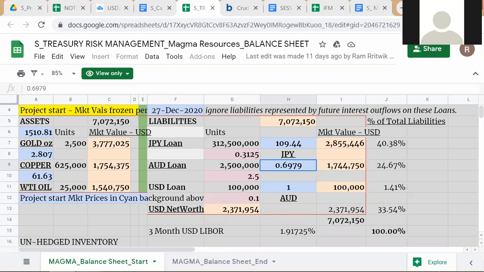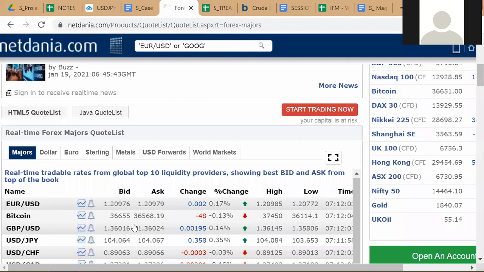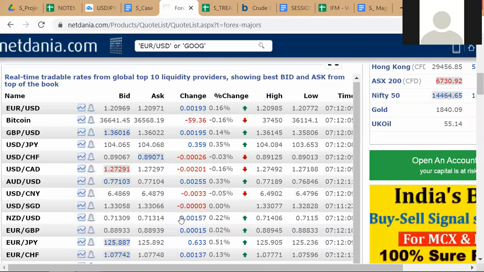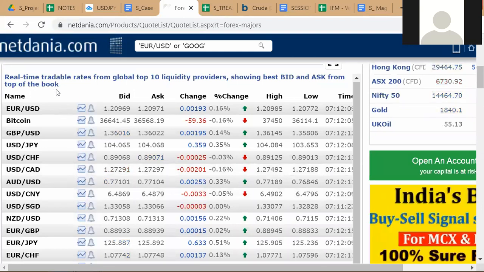FX. Okay, here FX. So notice this. This is basically your... right here. What you see here, majors, dollar majors. This is spot market prices. Okay, you have to understand. Best bid and ask, top of the book. Remember these terms I taught you?